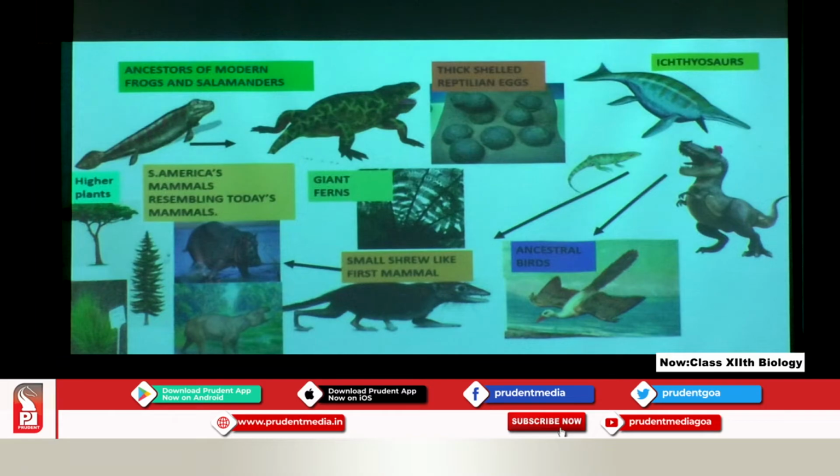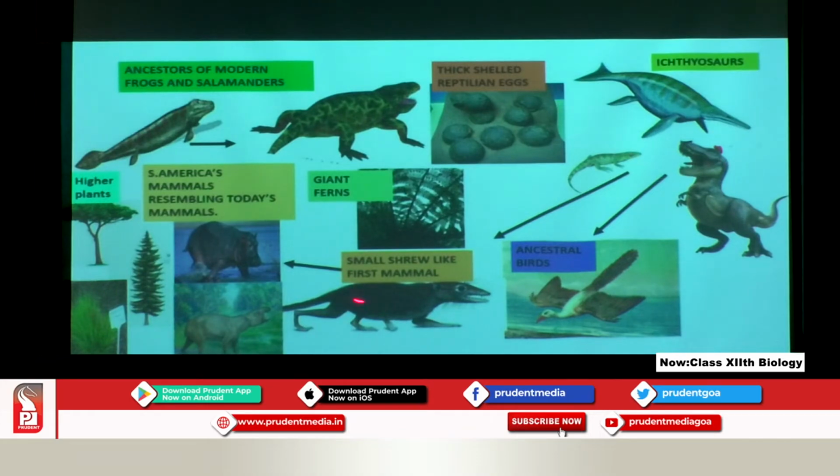Archaeopteryx fossil has been found, partly looking like a reptile, partly looking like a bird. So this must have been the ancestor of the present day bird, and at the same time the second line of evolution is going towards mammal formation. So which is the first mammal? A shrew-like very small mammal. Very surprising that this is our ancestor, because we all are mammals, right?